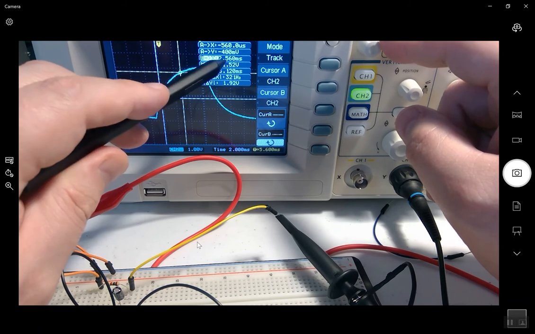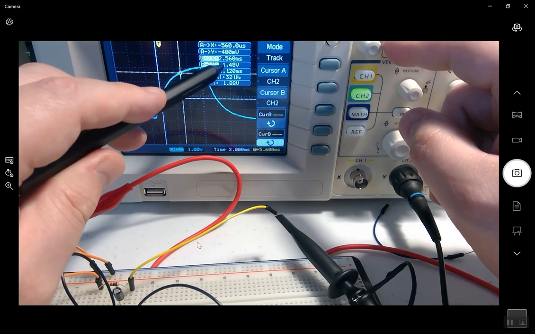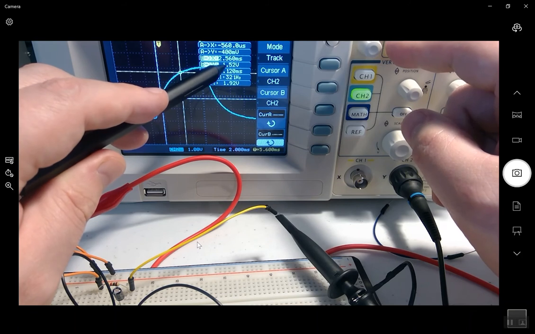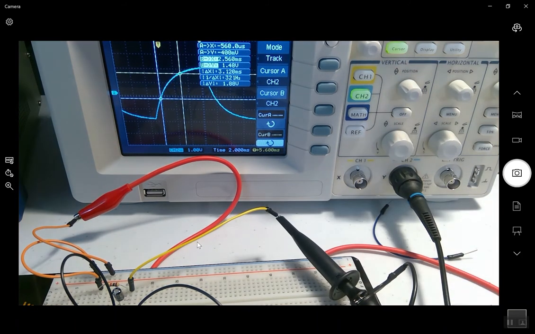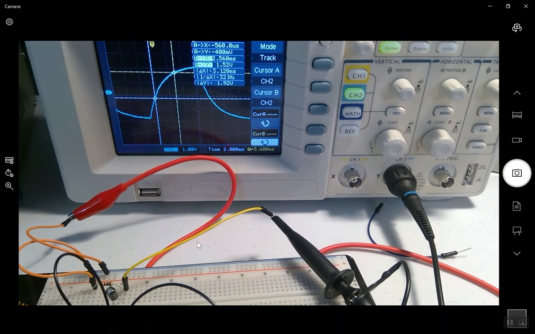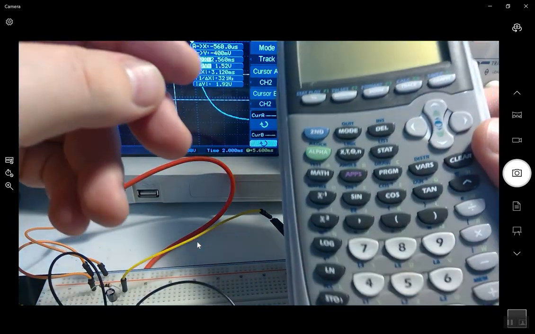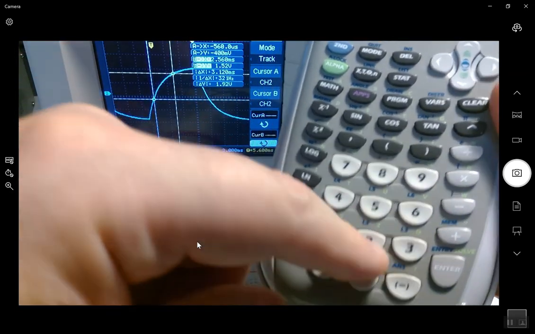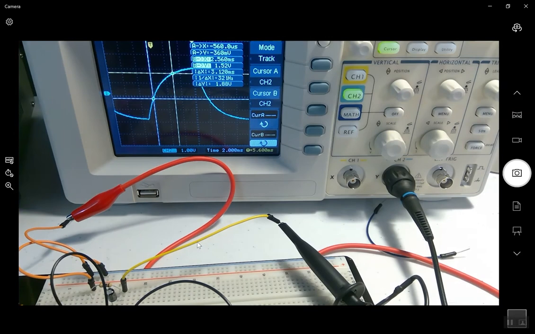Cursor B's X value is 2.560 milliseconds, and it's fluctuating between 1.48 and 1.52 volts. Since it's fluctuating between those two, I'm going to take the average of that, and that would be 1.5. I can't see my screen, so I'll just do that. 1.5. And now we're trying to measure one time constant.